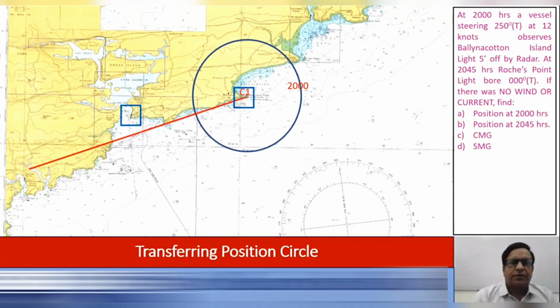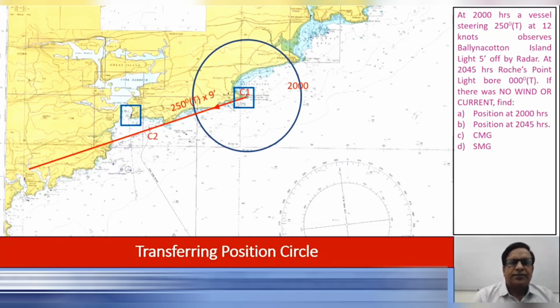Why? Because we've just learned that to transfer a position circle, you need to transfer its center. CTS is represented by one arrow. In 45 minutes at 12 knots, the engine distance shall be 9 miles. So this is 250 degrees true into 9 miles. We get this point C2 out here.